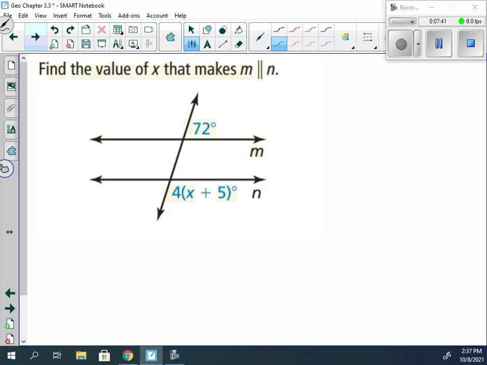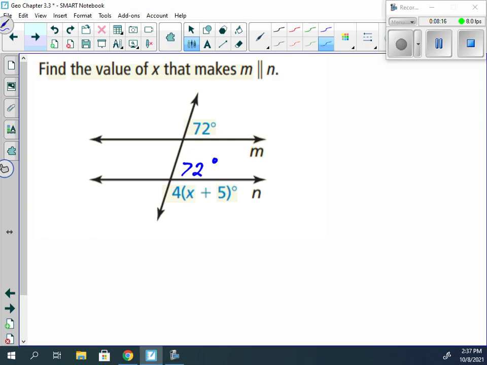Is 72 degrees and 4 times x plus 5, are they corresponding angles? They're both outside, yes? So for them to be corresponding, they need to be in the same place, yes? So 72 is to the right and above. The 4 times x plus 5 is to the right but below. So they're not corresponding. But the one that would be corresponding to 72 would be this one right here, yes? Because if it is 72 degrees, then these would be parallel.